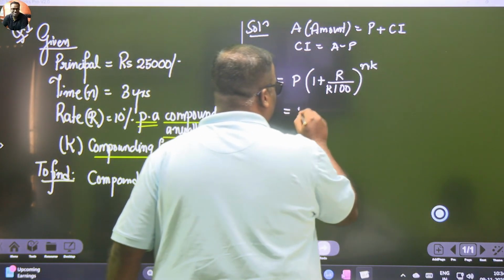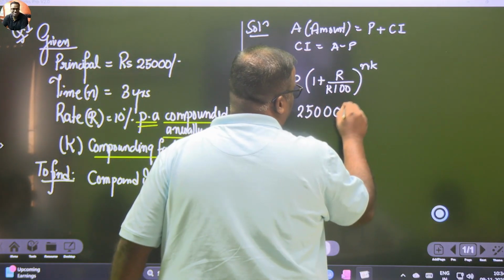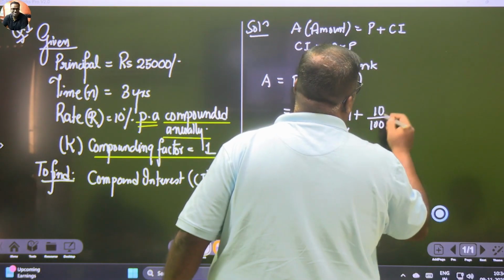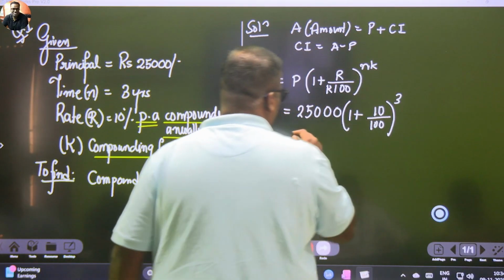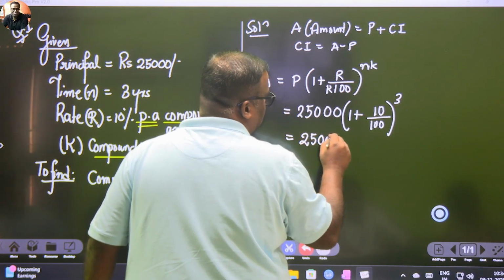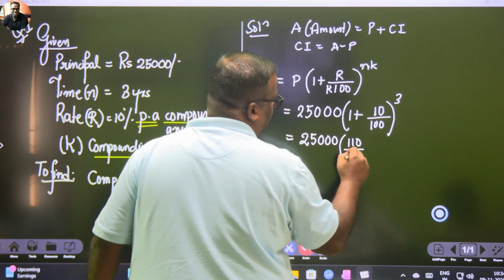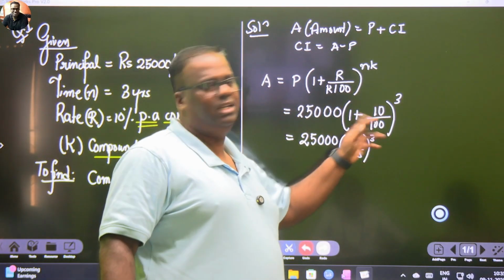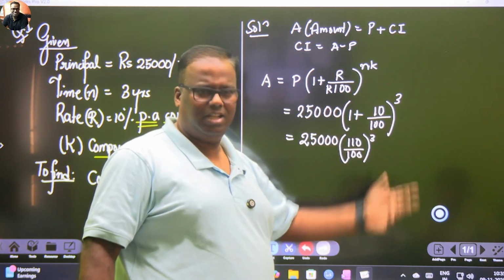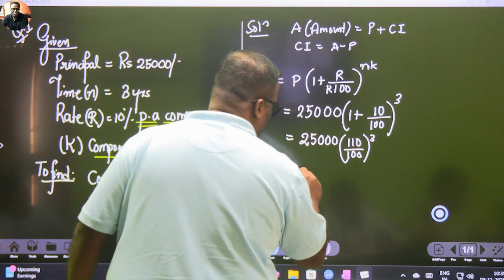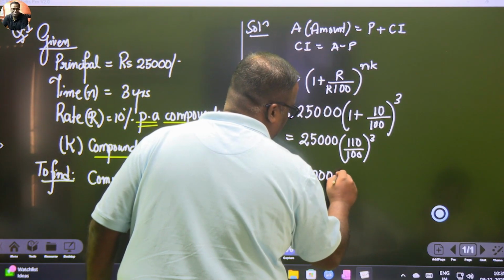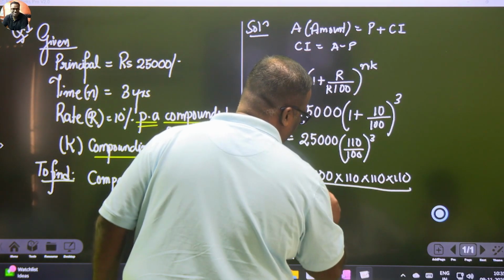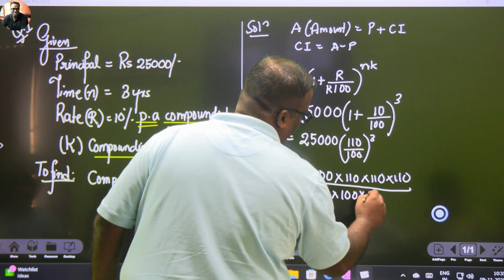Let's put our data. 25,000 into 1 plus R, which is how much, beta? 10 by 100. And K's value is 1. And this is to the power 3. So you have to solve some cubes out here. This becomes 110 by 100 to the power 3. So this is very easy. Now what? 110, 110, and 110. So how to do it faster? 25,000 into 110 into 110 into 110 divided by 100 into 100 into 100.